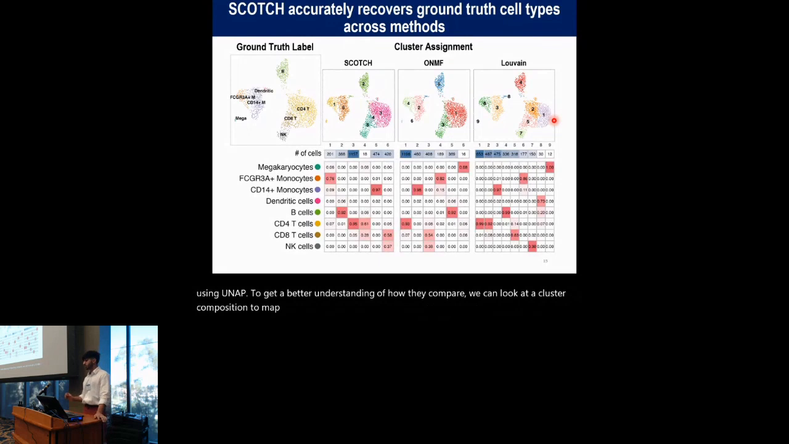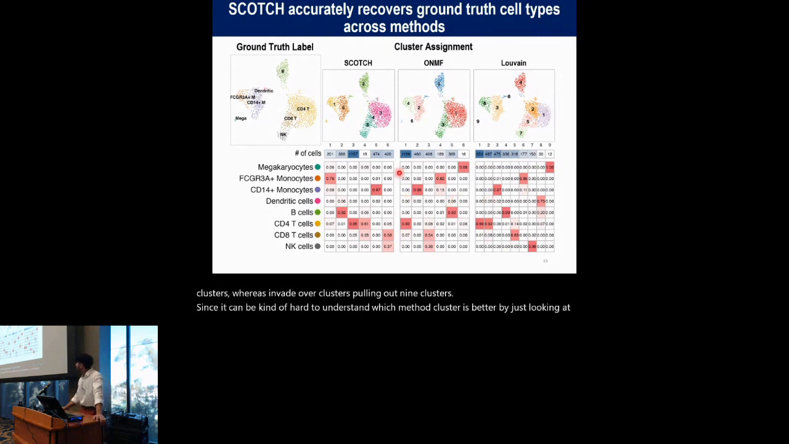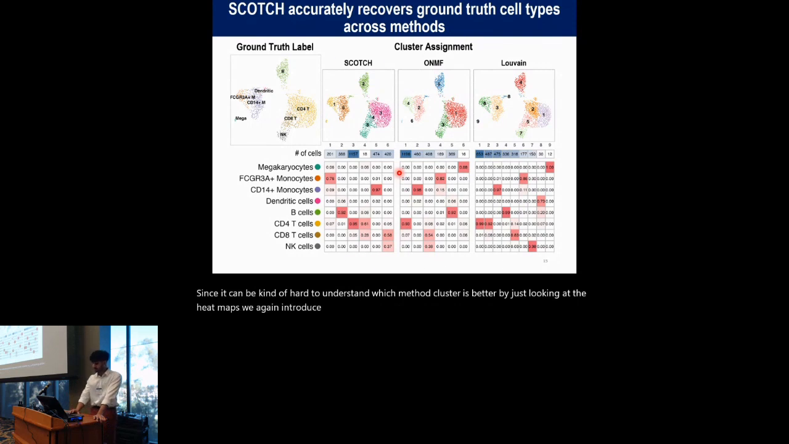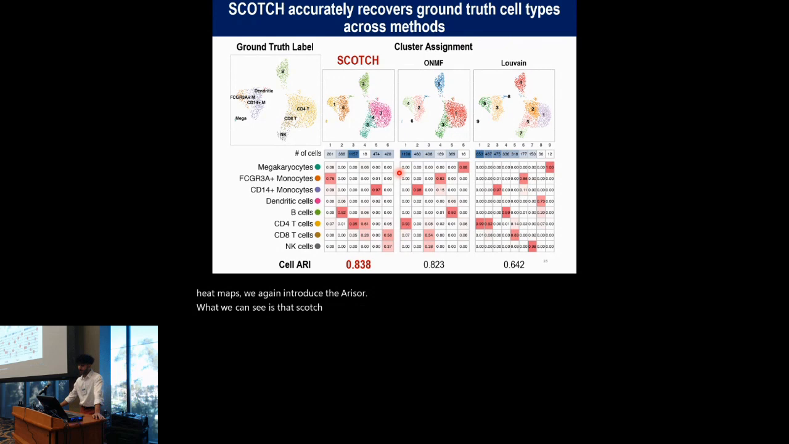There are a total of 8 true cell types. Scotch and ONMF under cluster, only pulling out 6 clusters, whereas Louvain over clusters, pulling out 9 clusters. Since it can be kind of hard to understand which method clusters better by just looking at the heat maps, we again introduce the ARI score. What we can see is that Scotch performs the best.